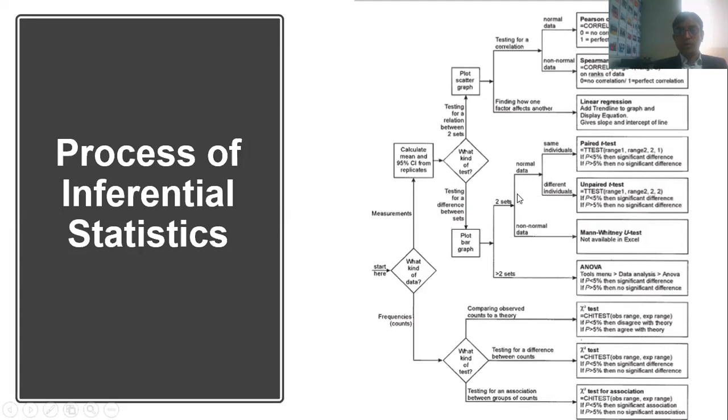If you have two sets, then again you need to check whether the data is normally distributed or not. In case your data is normally distributed, then you can see whether it is a paired test or unpaired data. If it is unpaired data, you can go ahead with the t-test. If it is paired data, you need to go for the paired t-test. Same way, if your data is not normally distributed and is from two different sets of population, you can use the Mann-Whitney U-test.